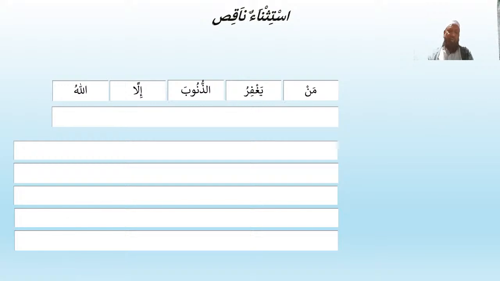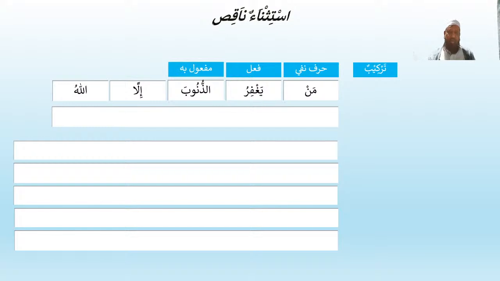So if this sentence is complete, that means this jumla is to emphasize. Man yaghfiru dhunuba illa Allah. So the tarkib: man, harf istifham, not nafi. We do as normal, harf istifham. And yaghfiru fi'l, which is fi'l mudari. الذنوب مفعول به, إلا حرف حصر, and لفظ الله فاعل. Over here we can say الذنوب مفعول به مقدم.